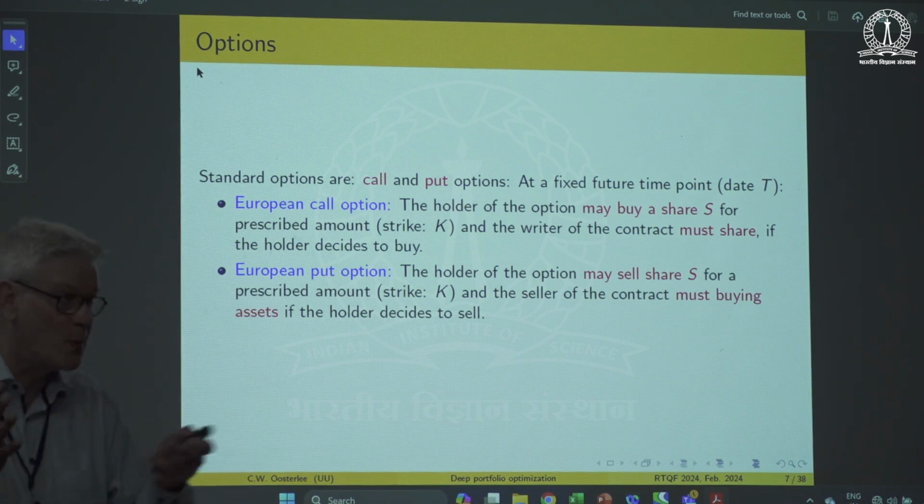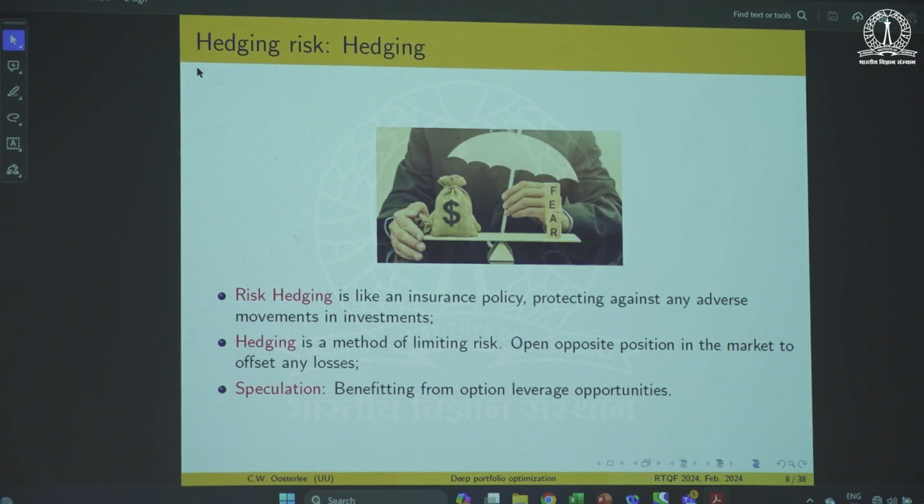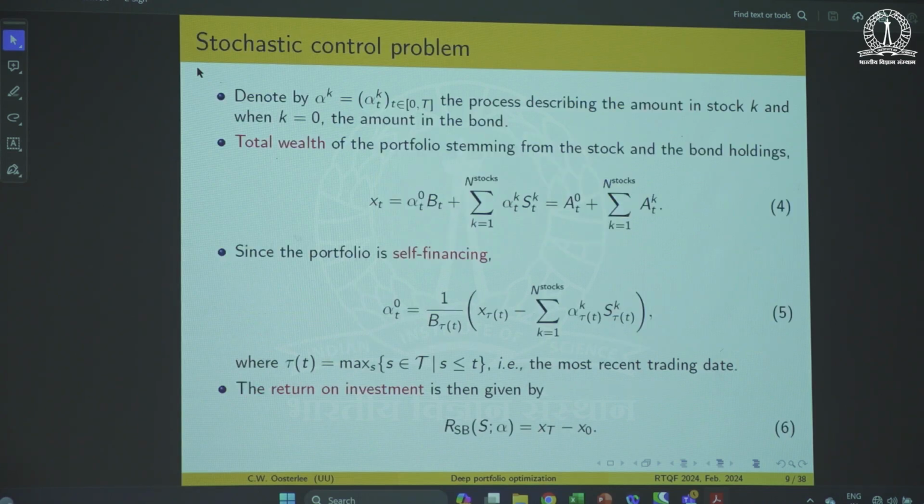Why would you put these options in your portfolio? We all know there are two important applications for options. One is speculation. You hope that the stock goes up and then you make a profit, or you hope that the stock goes down, then you make a profit. But the main purpose in our methodology will be risk hedging. It serves like an insurance policy. It protects against any adverse movement in the investment. So it is a way to limit risk.